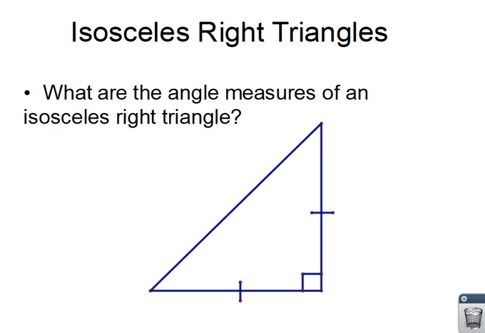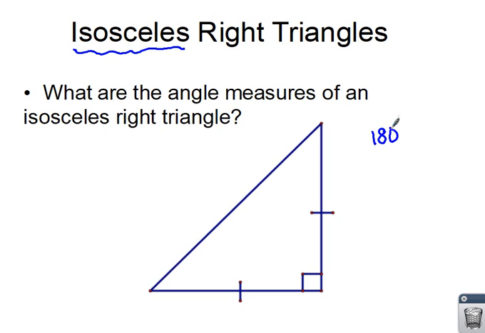Okay, so the first one, isosceles right triangle, we need to make sure we remember. Isosceles means that two sides are equal. So the two legs will always be marked equal unless they tell us, and then we can just mark them equal. Alright, so what are the angle measures of an isosceles right triangle?